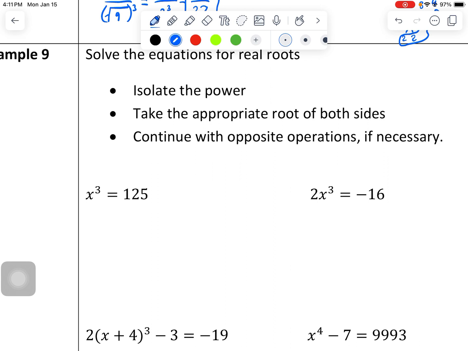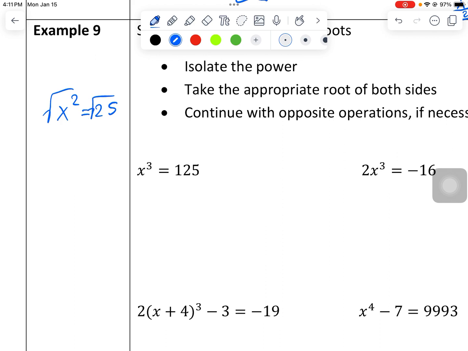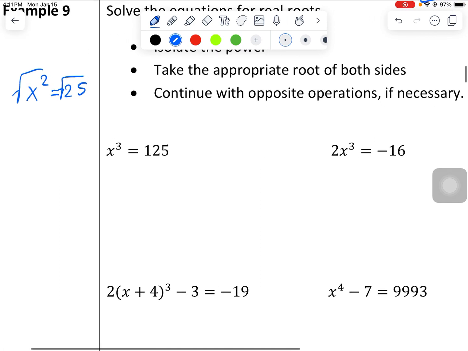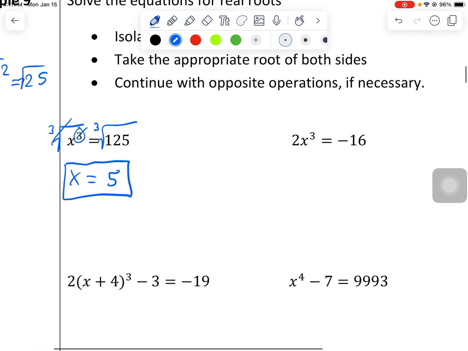So whenever you're working with equations for real roots, this is kind of your goal. Isolate the power, take the appropriate root of both sides, that's the inverse operation, and then continue with the opposite operations if necessary. So just to remind you, if you had x squared equals 25, you would have to take the square root of both sides because that undoes a square. So in this case of x to the 3rd equals 125, we're going to take the 3rd root of both sides because that's going to undo the cube that we have here next to x. So then those are inverses and we're just left with x equals, and the cube root of 125 is 5. We did that earlier, so I'm just going to jump to that conclusion.